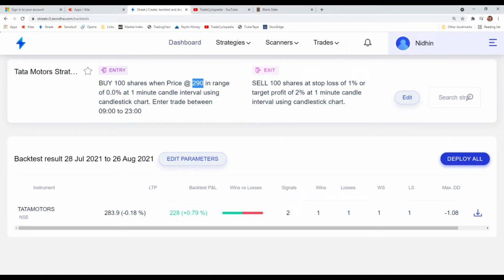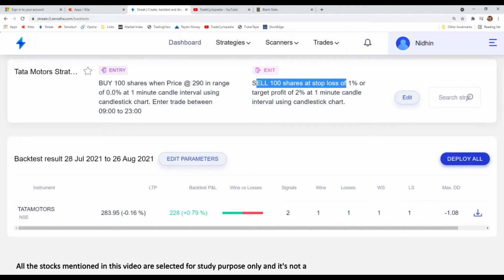So always, if you specify a price for a stock that has a lot of liquidity, then you can put a range like 1%. It will consider a range on the upside and downside of that price, and it will take an entry based on that. I'll be showing another strategy in the coming videos so you'll have a better understanding of how to specify a range while specifying a traded price condition. And the next one is the exit condition. Sell if it hits 1% stop loss or 2% profit on the 1 minute candle, and it will book the profit.